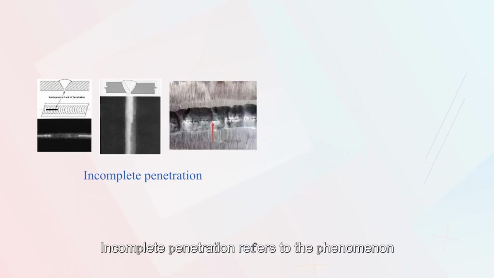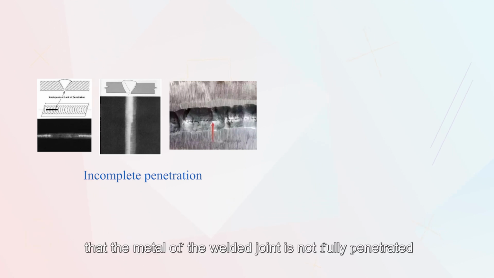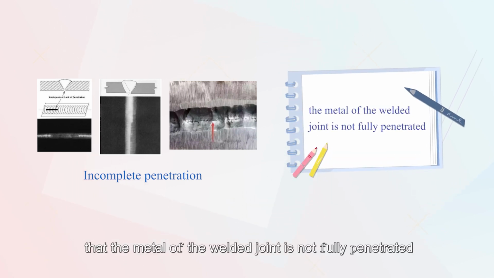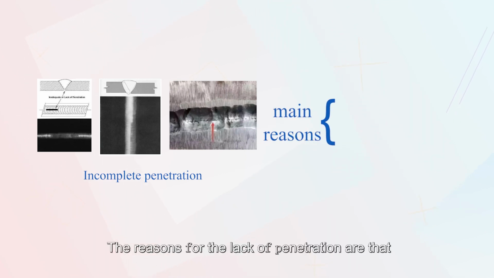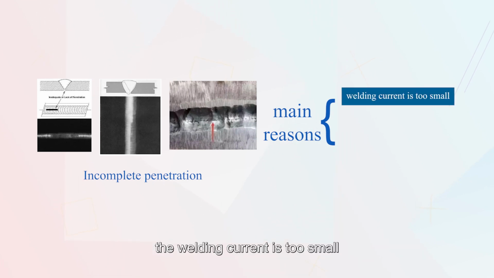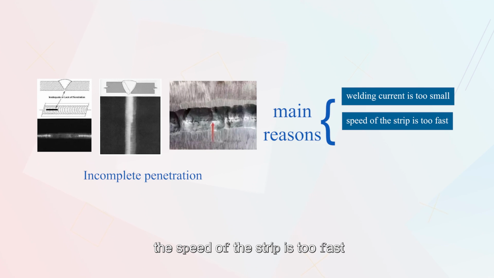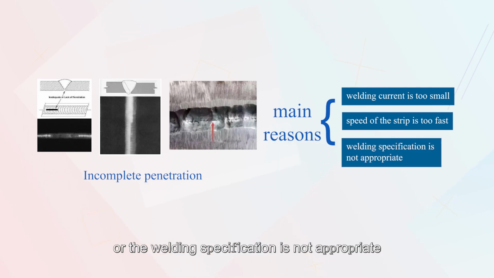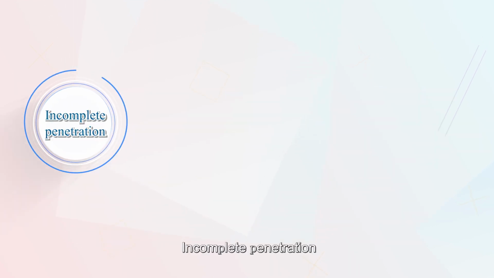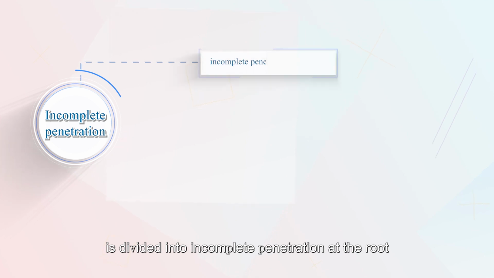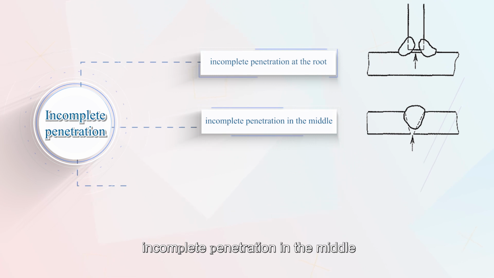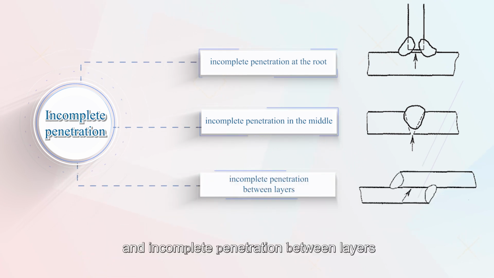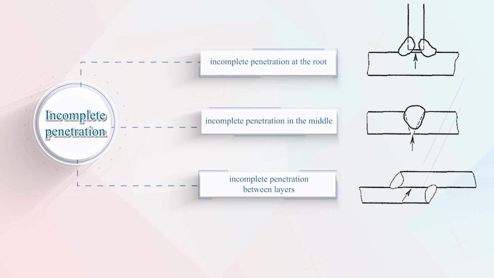Incomplete penetration refers to the phenomenon that the metal of the welded joint is not fully penetrated. The reasons for the lack of penetration are that the welding current is too small, the speed of the electrode is too fast, or the welding specification is not appropriate. Incomplete penetration is divided into incomplete penetration at the root, incomplete penetration in the middle, and incomplete penetration between layers.